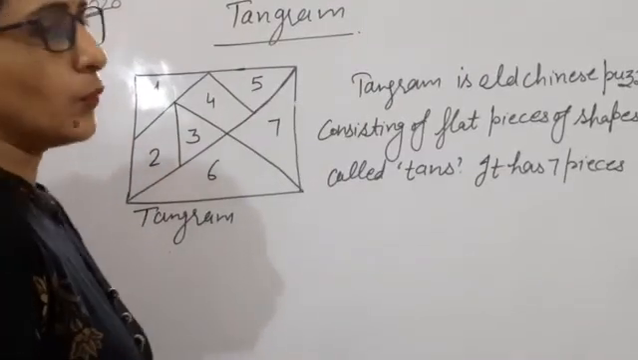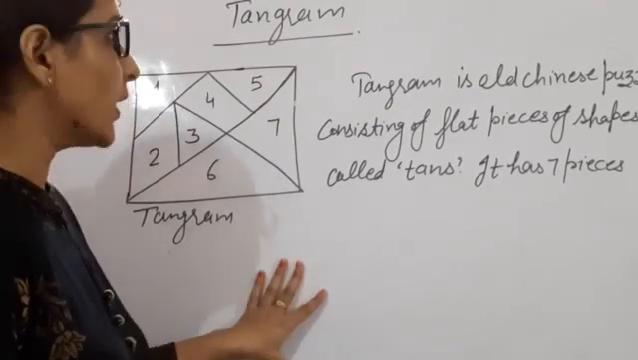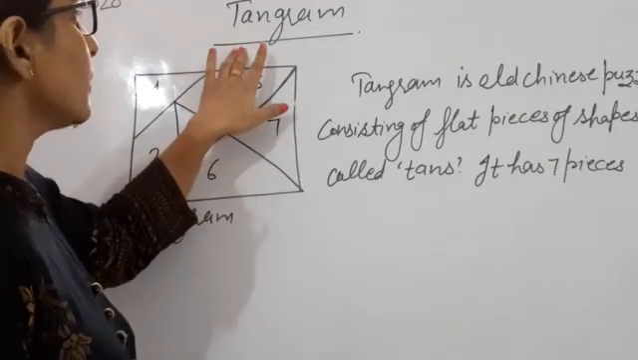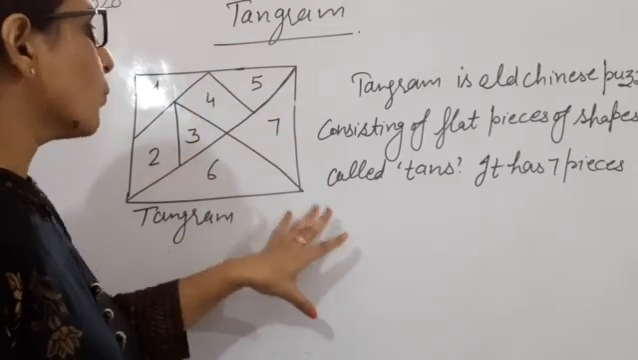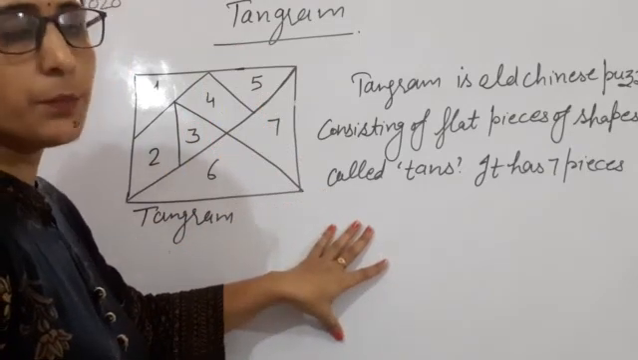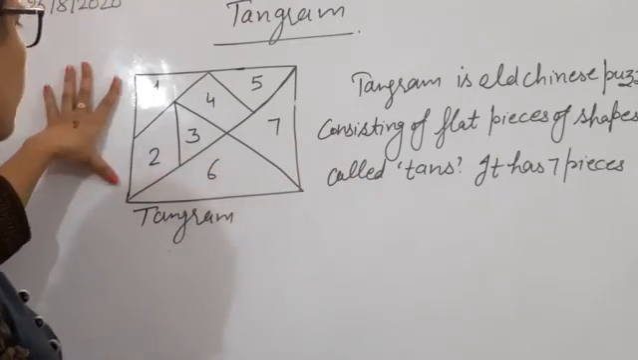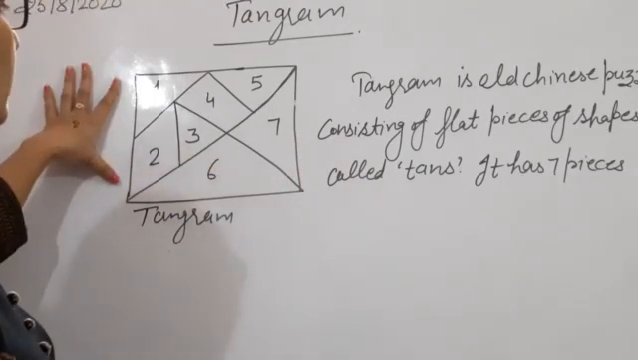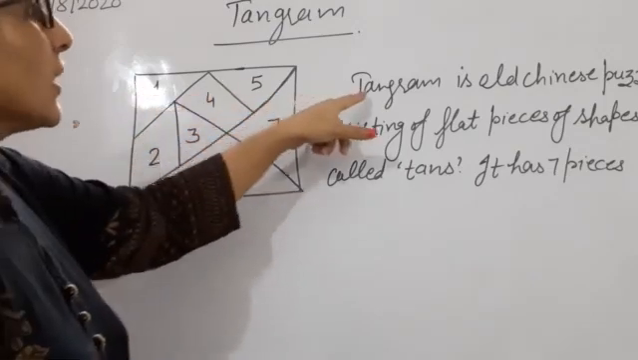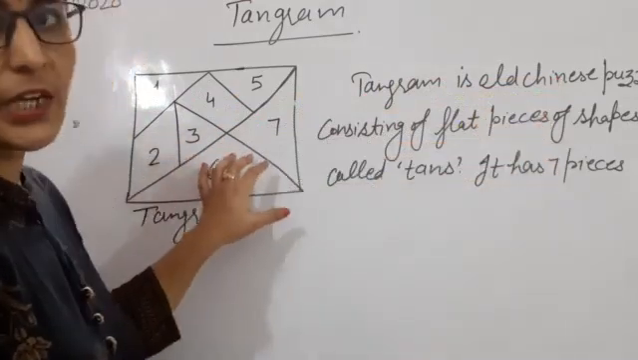So after your 4.4 we will start here our exercise number 4.5. Before starting it, firstly I am explaining about the tangram. Clear? So what is this? Because your 4.5 is based on this one. Clear? So here the shape is called tangram. In this given there are 7 pieces. Clear? So tangram is an old Chinese puzzle. This is the old Chinese puzzle.